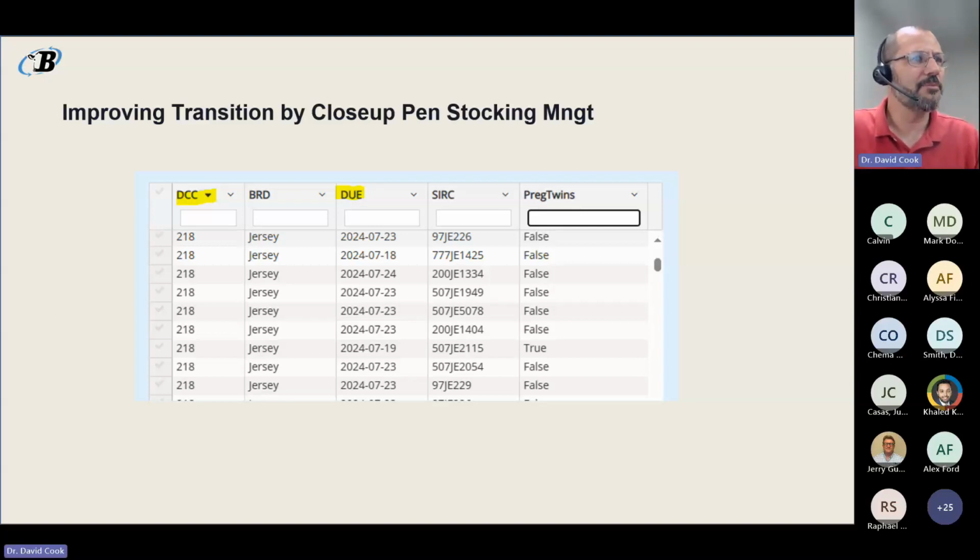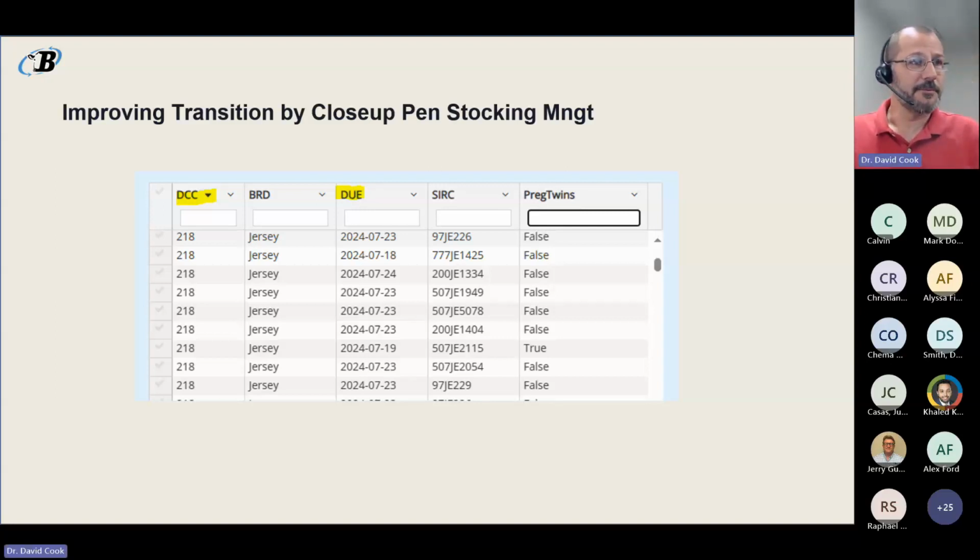Another one I was going to point out on some of the repros earlier mentioned, there's a 10 to 18% difference on some of the transition cows on that first service. Here, one of the ways we can improve some of the transition, this is a small way.